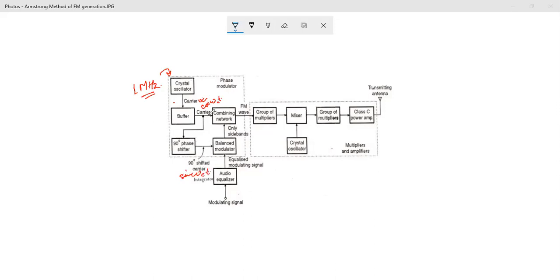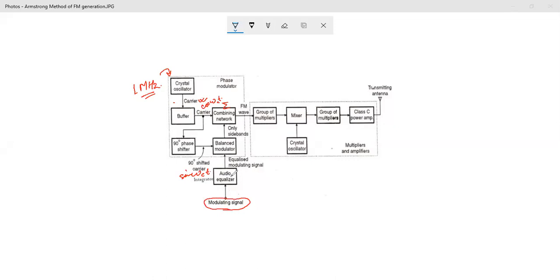Here there is a combining network, or the summing network. Here the carrier we are getting and the phase shifted part of the carrier are both passed through the balance modulator. So the signal obtained here is the phase shifted part of the carrier as well as the audio equalizer output. Audio equalizer is the modulating signal. Whatever modulating signal we are getting, it is stabilizing.